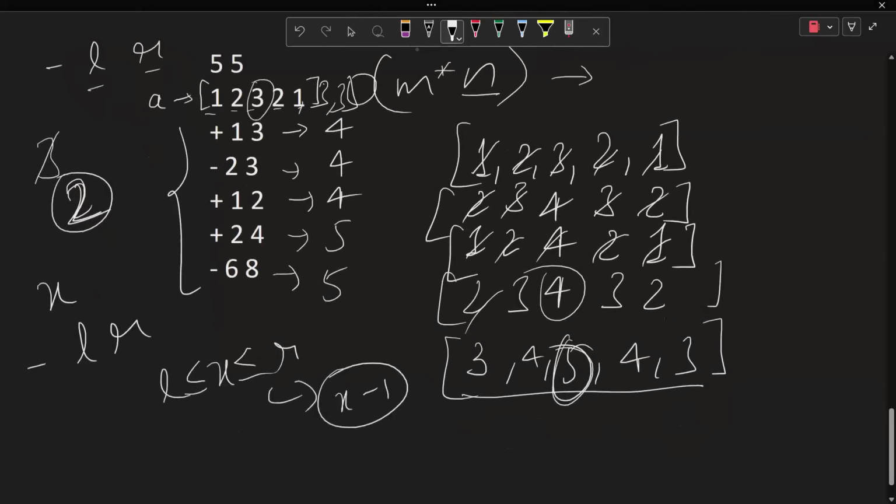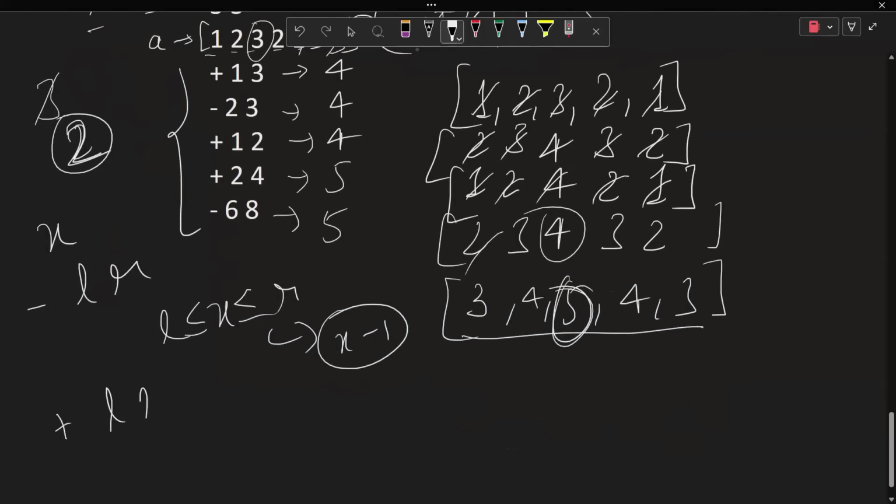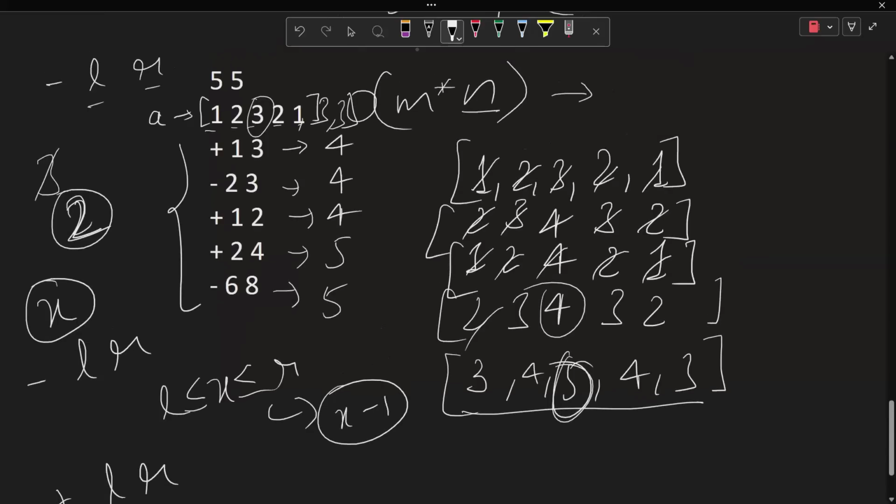Now, when you perform the operation of plus L R, then what would happen? Let's say my previous maximum value was X and I perform a plus L R. So let's say X was 3. So 3 was my previous maximum value. I perform a plus L R such that 3 is in the range. Now I know before my maximum value was 3.